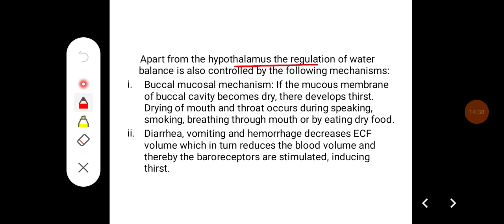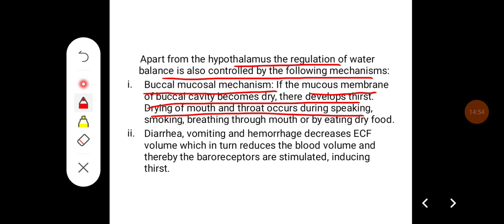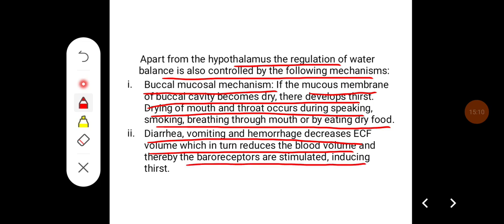Apart from the hypothalamus, the regulation of water balance is also controlled by the following mechanism, that is the buccal mucosal mechanism. If the mucous membrane of the buccal cavity becomes dry, they develop thirst. Drying of the mouth and throat occurs during speaking, smoking, breathing through the mouth, or by eating dry food. Then it can also be because of diarrhea, vomiting, and hemorrhage, which decreases ECF volume, which in turn reduces blood volume and thereby baroreceptors are stimulated, inducing thirst.